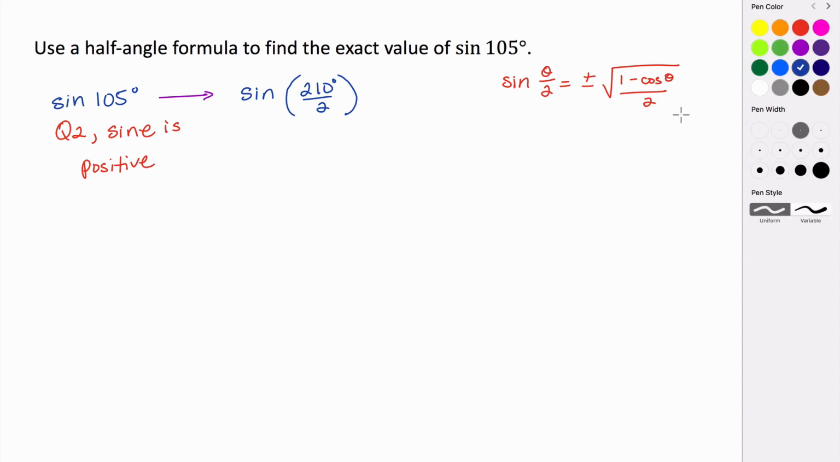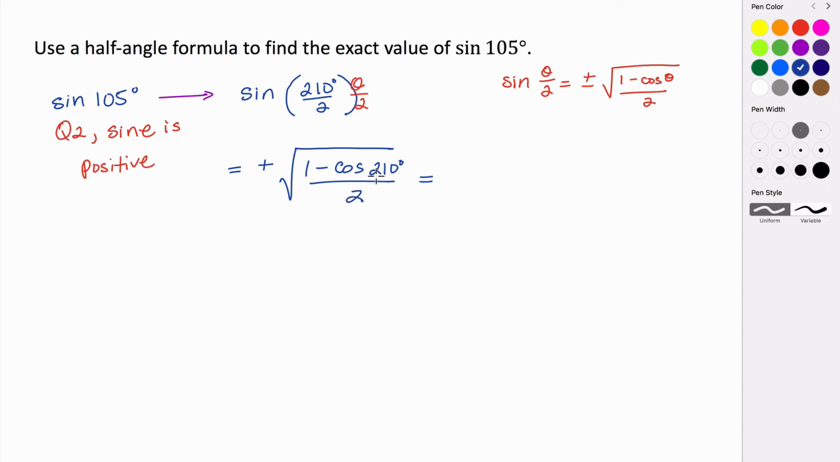So let's go ahead and just plug into this equation. This 210 over 2 is essentially just theta divided by 2, where theta is 210. So when we're evaluating the cosine of theta, we're going to evaluate the cosine of 210 degrees. So the sine of 210 over 2, again, we said we're going to use the positive version of this formula because the sine is positive in quadrant 2. So it's the positive square root of 1 minus the cosine of 210 degrees, all divided by 2.